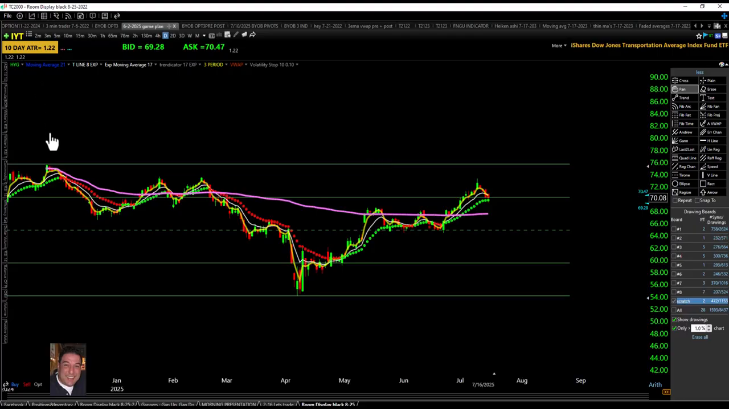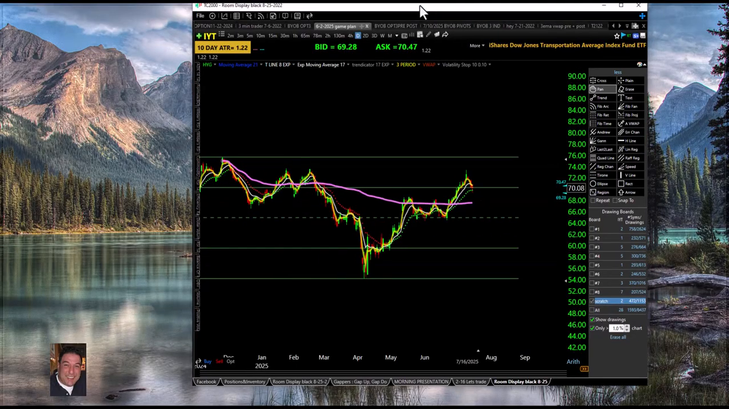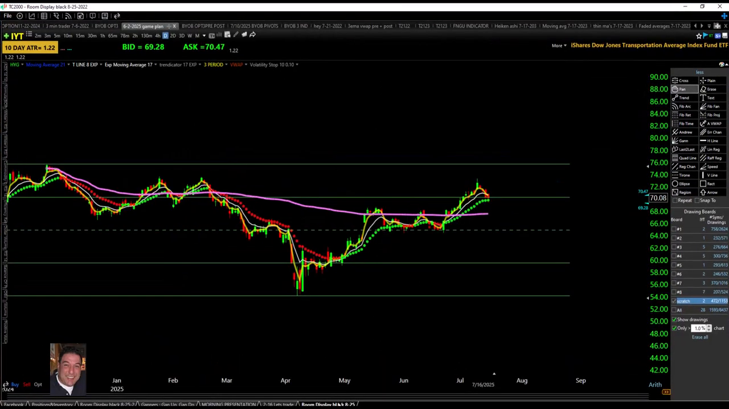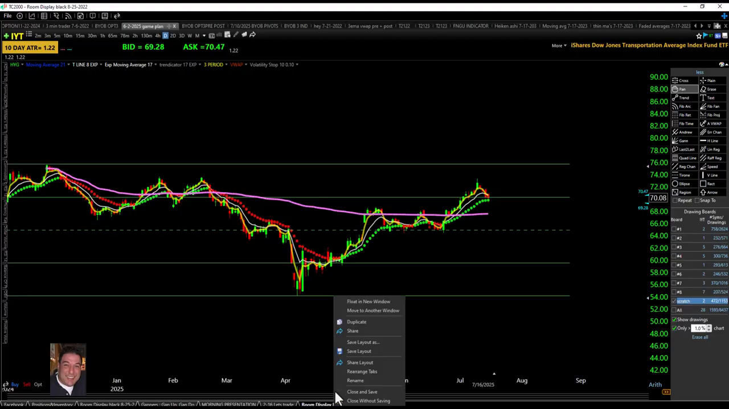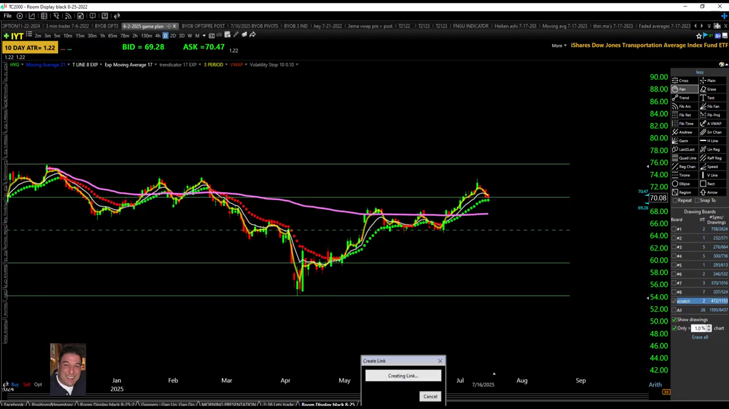Yes, I will send you. Lenny asked me if I would send the layout. Yeah, I'm going to send you this whole thing. See where it says room display? I'm going to send you that whole thing. This is kind of neat. I don't know if you guys got TC2000, but I can share this layout. Watch this. Share layout, and it creates a link.